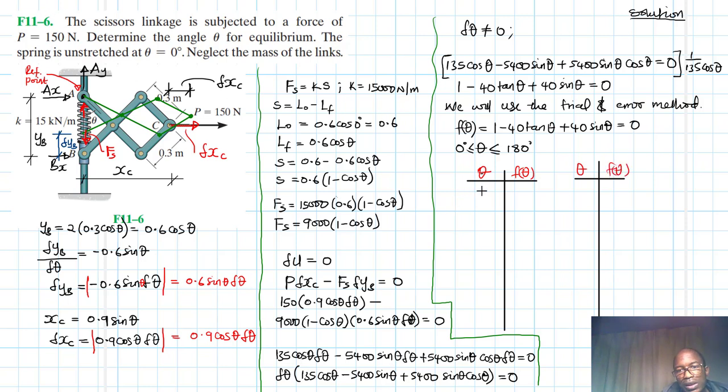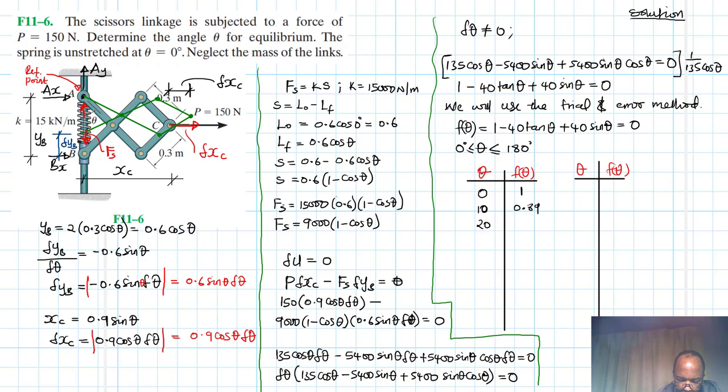So let's start. Say let theta be equal to 0. What is our f of theta? F of theta will just be equal to 1, right? So let's try theta equal to 10 degrees. These are degrees. So 1 minus 40 tan 10 degrees plus 40 sine 10 gives us 0.89. Okay, still positive.